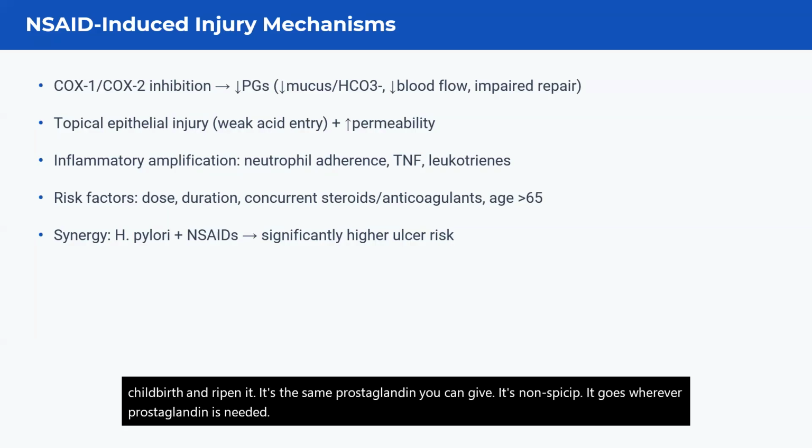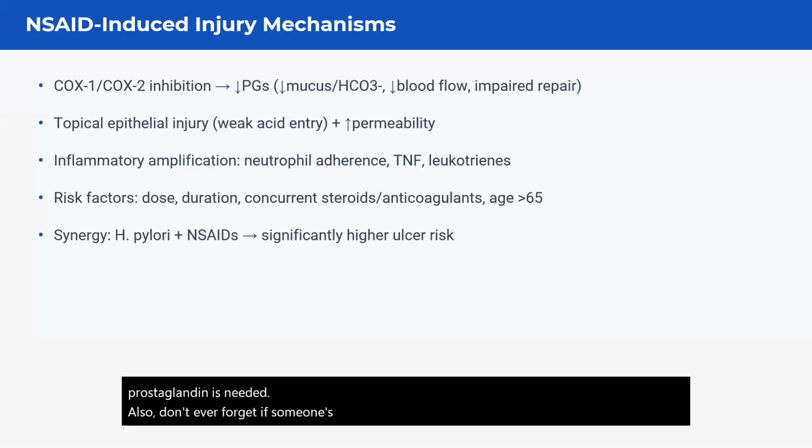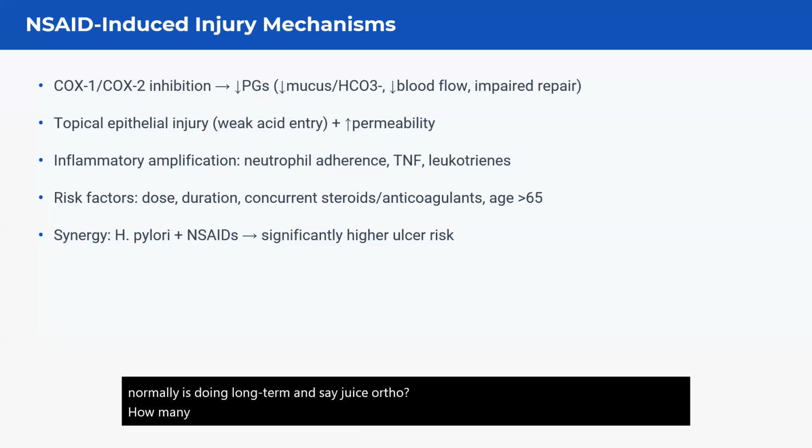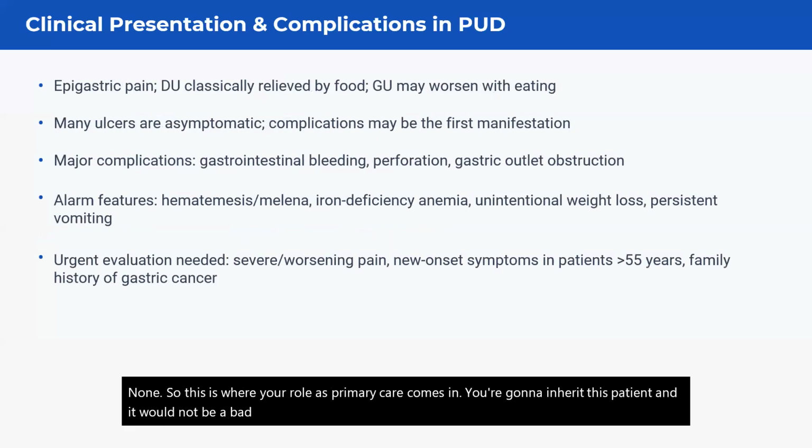Also, don't ever forget, if someone's complaining of symptoms, you should always screen for H. pylori before putting someone on long-term NSAID use. Now, think about that. Who normally is doing long-term NSAID use? Ortho. How many orthopedists do you think are screening for H. pylori? None. So this is where your role as primary care comes in. You're going to inherit this patient, and it would not be a bad thing to screen them for H. pylori to make sure we're not setting this catastrophe in motion.